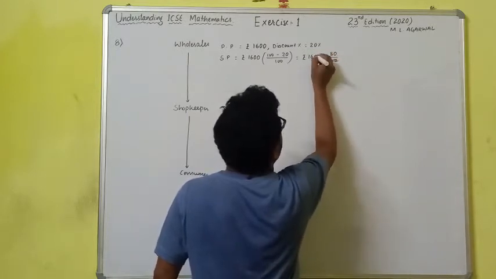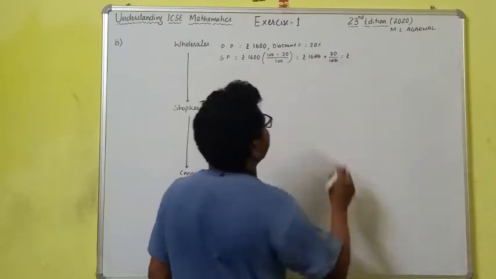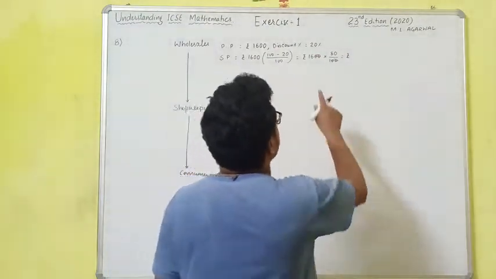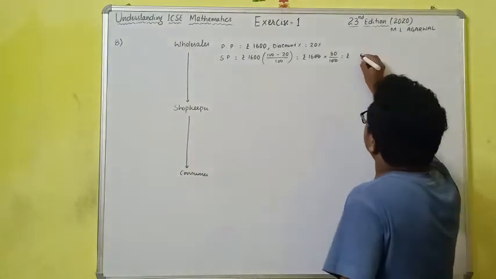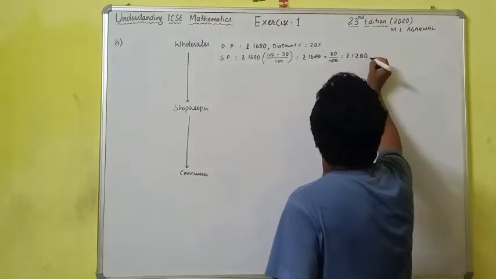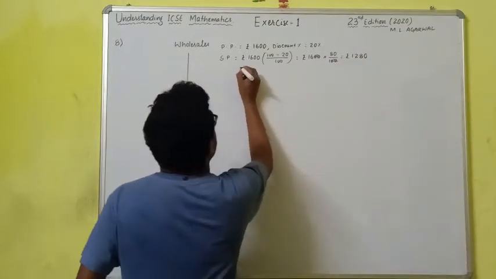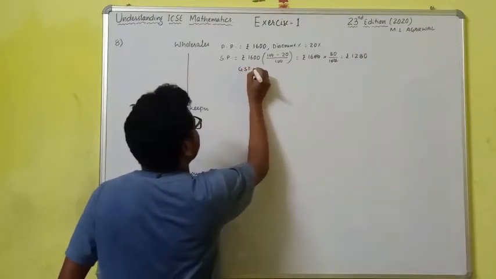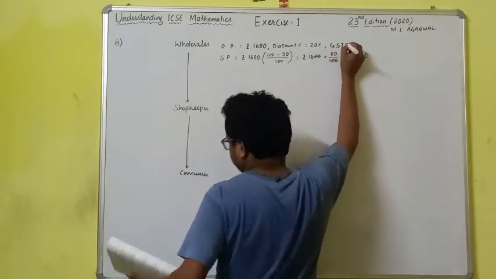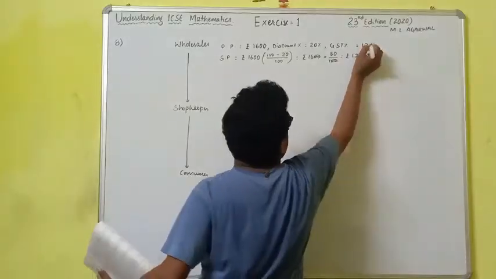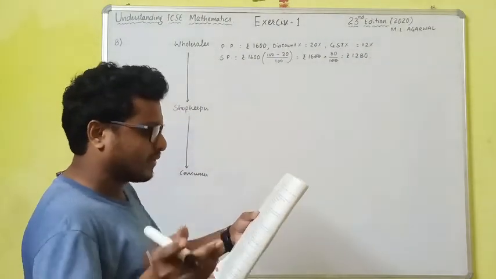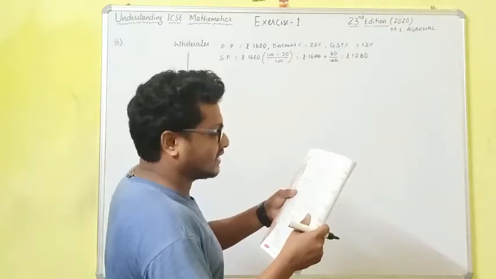So cancel the zeros. Then 16 times 8 is 128, so 1280. Then the GST percentage is equal to 12%. Yes, 12% GST. So what is the GST?